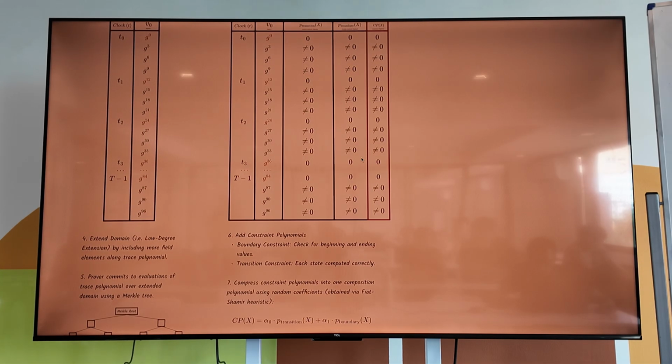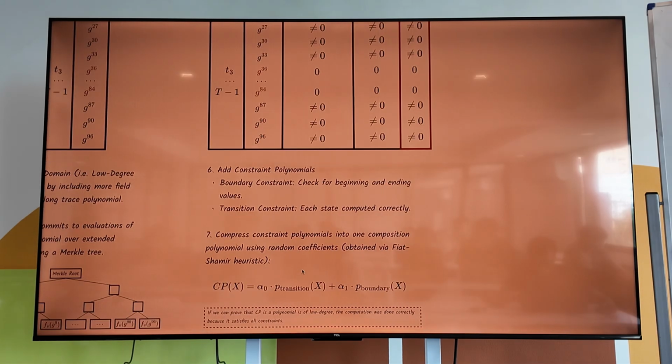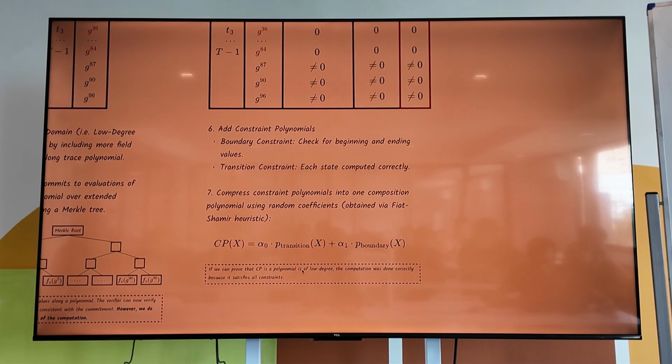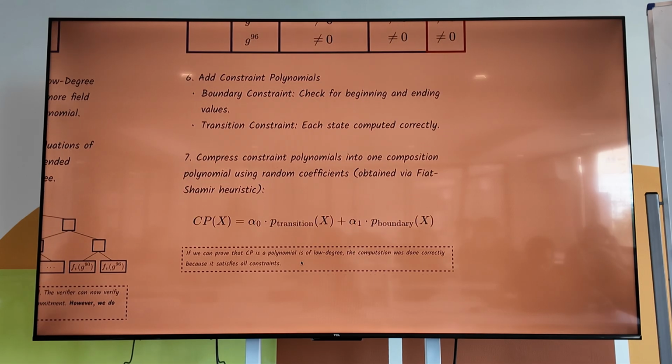But what do we do then? We essentially take all these constraints and we compress them into one constraint polynomial, which we call the composition polynomial. This is a very basic idea of how we can actually compress them.